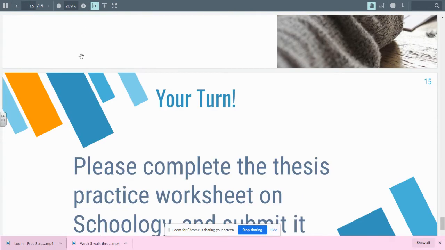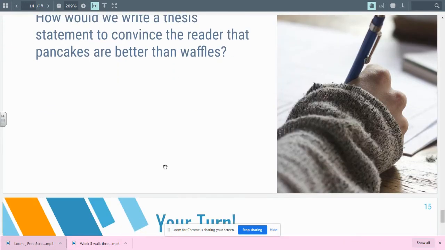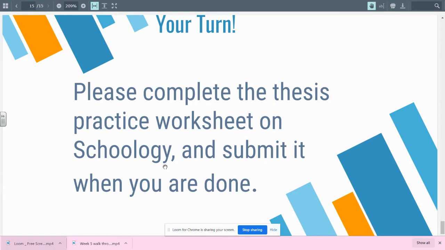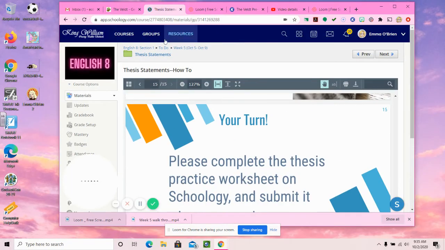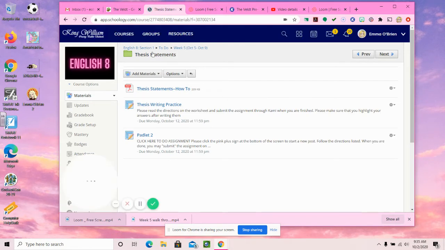So if you want to figure out how you would write a thesis about if pancakes are better than waffles, be my guest. You're welcome to do that. We kind of did that in the example earlier. But what we're going to do right now is work on this worksheet that's going to be in the thesis statement folder. I know that I went through that pretty quick. This will make more sense the more we practice it, okay?